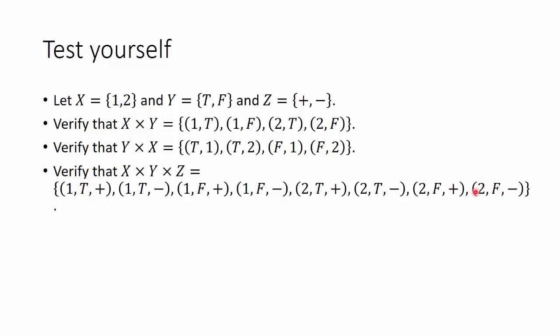And we can see that the first part of each ordered triple comes from the set X: 1, 1, 1, 1, 2, 2, 2, 2. These are all elements of X. The second part of the ordered triple comes from the set Y: T, T, F, F, T, T, F, F. These are all elements of the set Y. The last part, the third part, always comes from the set Z: plus, minus, plus, minus, plus, minus, plus, minus. We can see that these are the elements of the set Z.